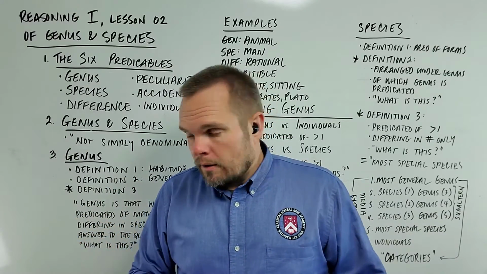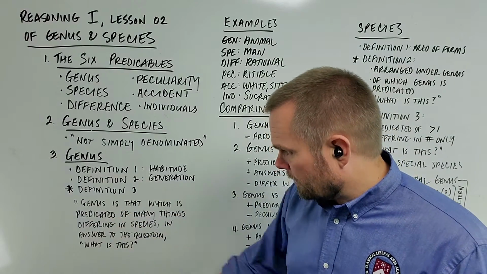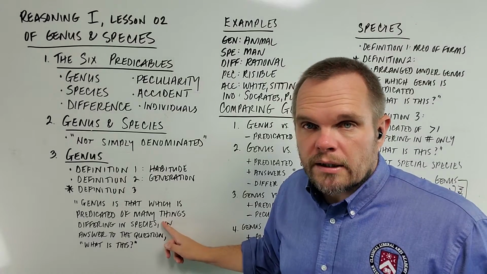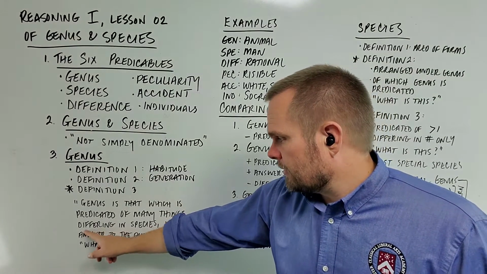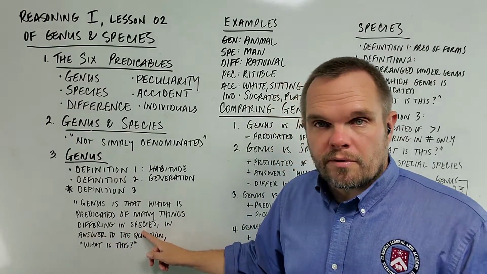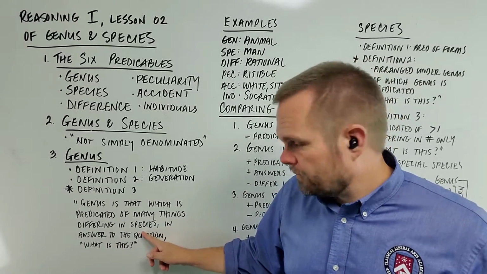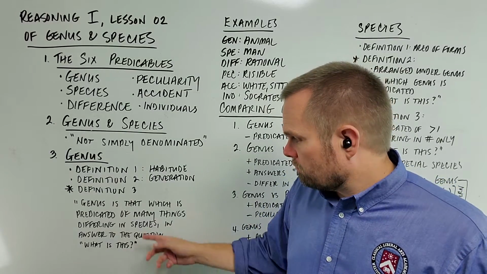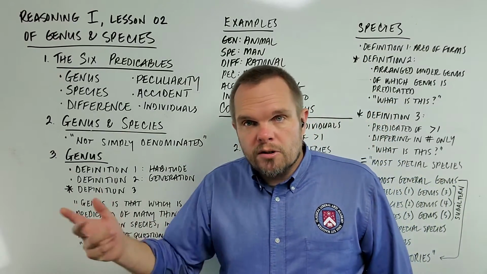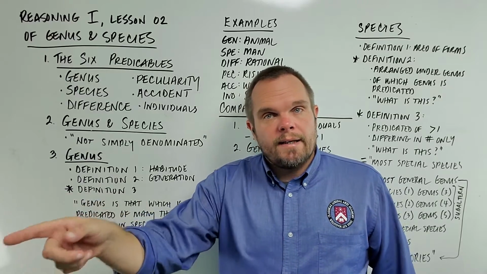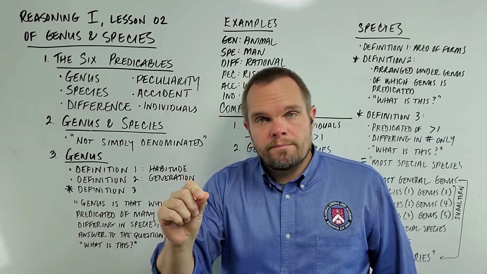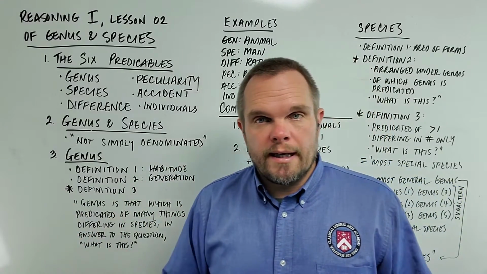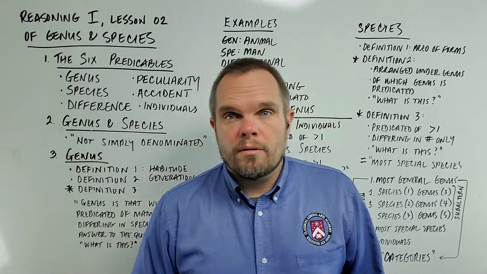All right? And look at the definition. The genus is that which is predicated of many things, like a rabbit, things that differ in species from other animals, like a rabbit, and answers the question, what is this? So it'd be true. Okay, that'd be a good answer. That's a genus. That individual animal is a rabbit. That's a genus.